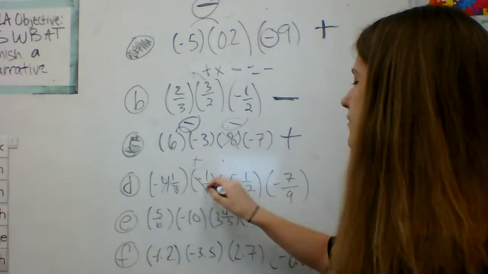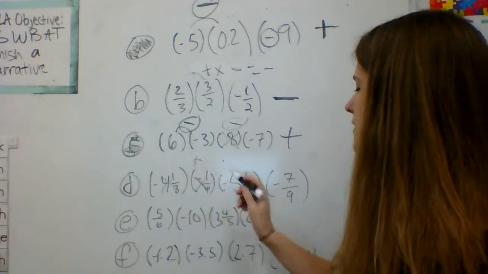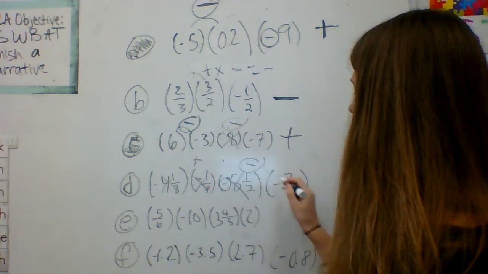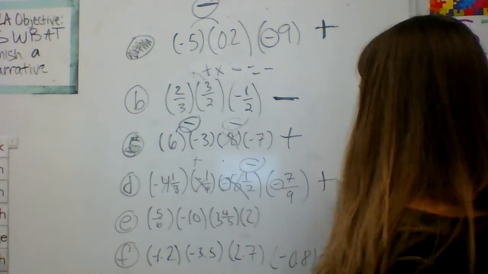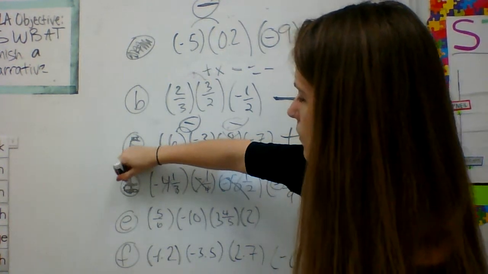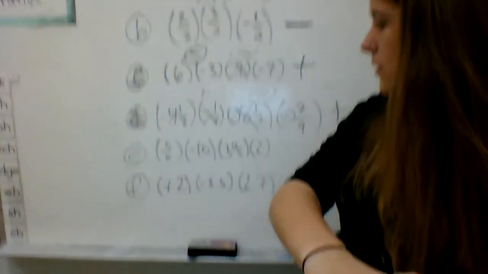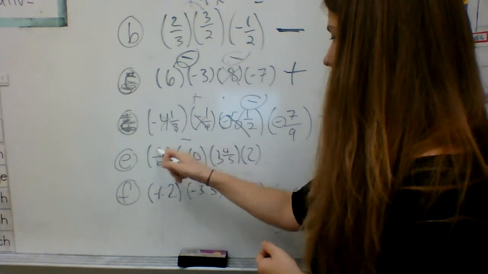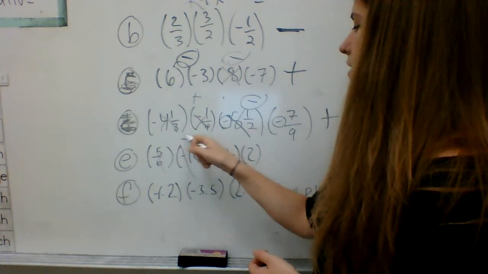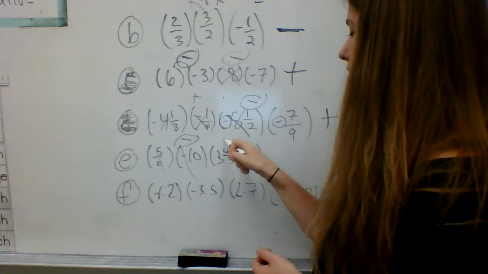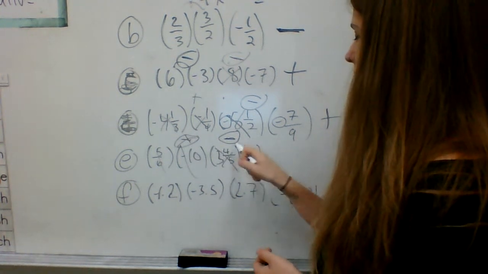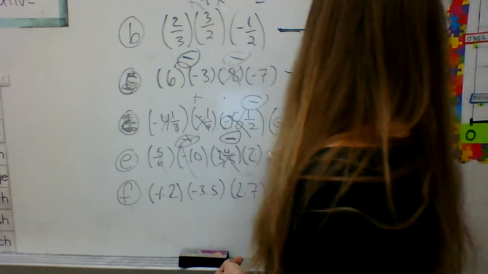I'm going to cross them off because I've used them. This positive times this negative will make a negative. And a negative times a negative will make a positive. I have 2 left. A positive times a negative is negative. I'm going to cross them off because I used them. This negative times a positive is negative still. And this negative times a positive is still going to be negative.